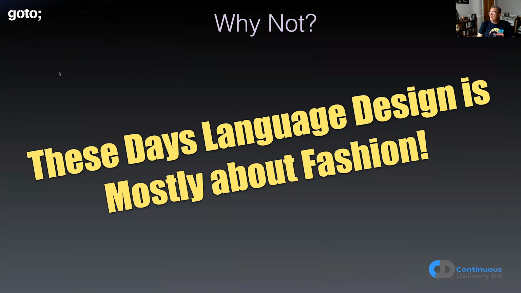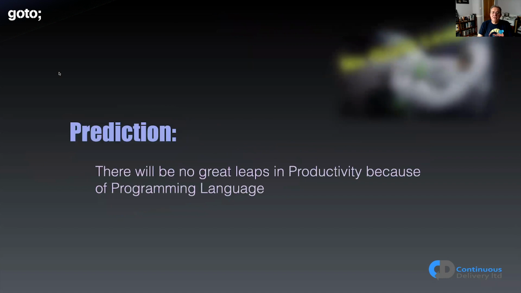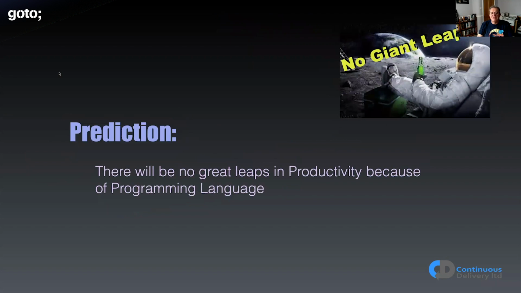I saw a presentation by Bob Martin recently who said that he thought that all of the language paradigms had probably already been invented, and he made a reasonable argument that might be the case. And so I don't think we're seeing big jumps these days, and haven't done for a significant amount of time, in terms of the effectiveness of the languages that we create. So I think that mostly language design is about fashion. It's about preferring some particular features in a language, but I don't think we're getting big jumps in effectiveness from those. So my prediction is that there are going to be no great leaps in productivity because of programming language.